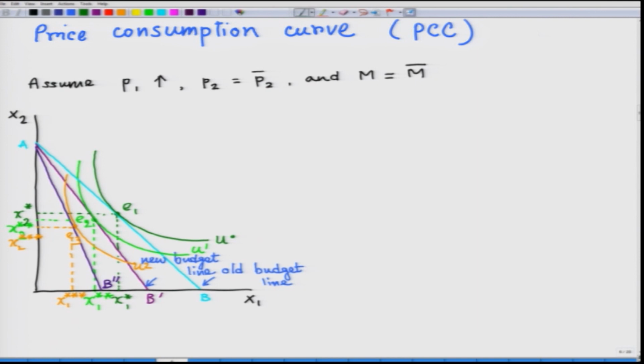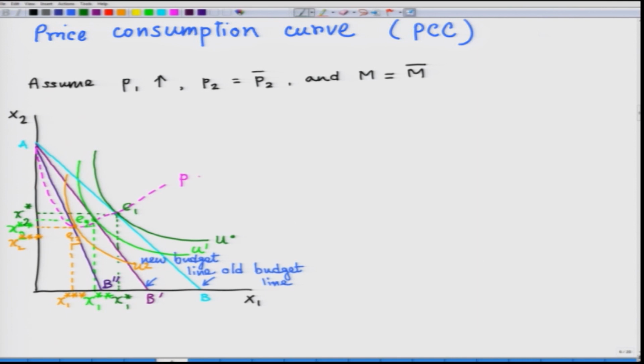We have to start from this point A, because if the price of commodity 1 is so high, then the consumer may not be able to purchase any unit of commodity 1. So, it has to start from that point A and then it will come downwards, it will touch E3 and it will pass through E2 and E1 and then move upward.